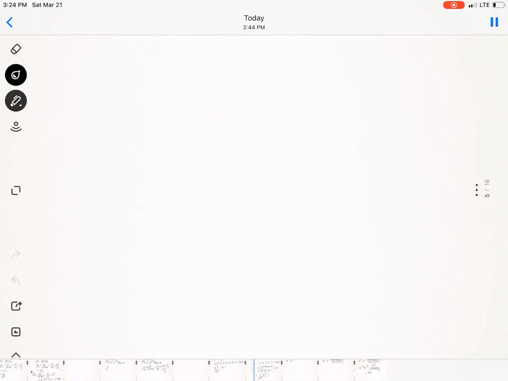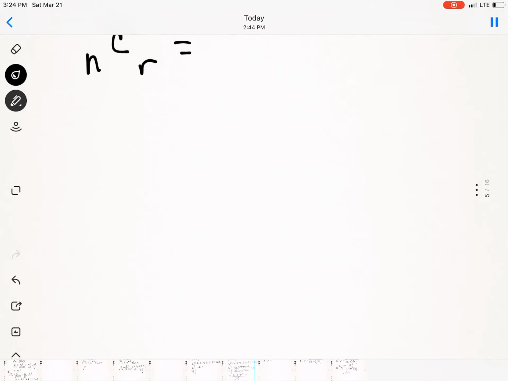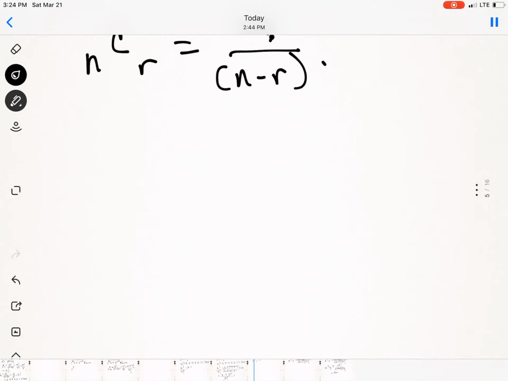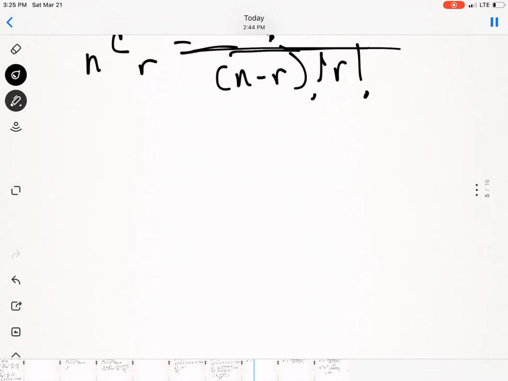All right, so let's look at another example. This time, let's look at combinations. So to find the number of combinations of n objects taken r at a time, we can use this formula. It's very similar. There's one small change in it. It's n factorial divided by n minus r factorial over r factorial.